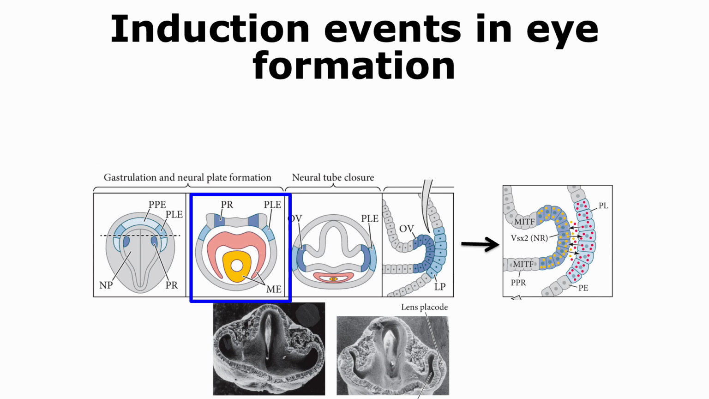Now, when we look at the next stage that is shown in the blue box, we can see that the eye field has actually undergone separation, and hence we can see now two places where the lens ectoderm can be found, which is shown as PLE. We can also see the portions which will form the retina, and we can also see where the mesoderm and the endoderm are, which are shown in pink and yellow.